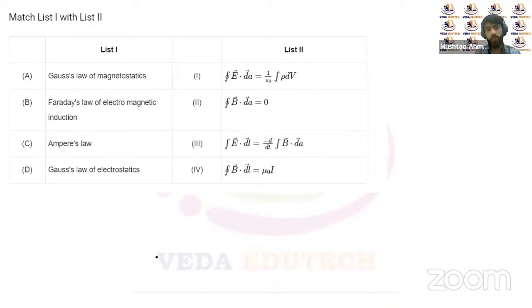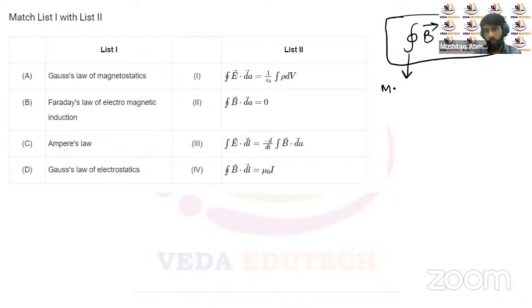The first, in option A, we have been given Gauss law of magnetostatics. The Gauss law of magnetostatics is that the magnetic flux through a closed surface is always equal to 0. That's the integral of B dot dS is equal to 0. And this signifies that the magnetic monopoles do not actually exist, right?